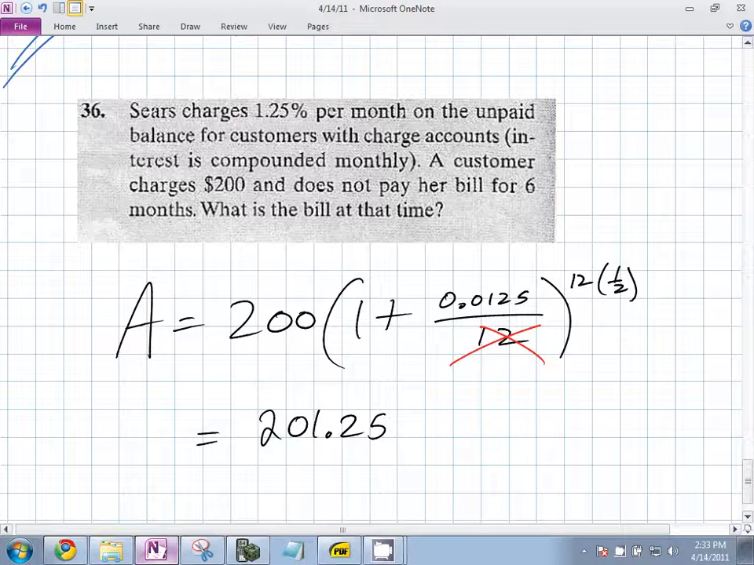But when you see 1.25%, what do you think in your head? You look at it and you're like, wow, that's a really low percentage rate. But is 1.25% really low?